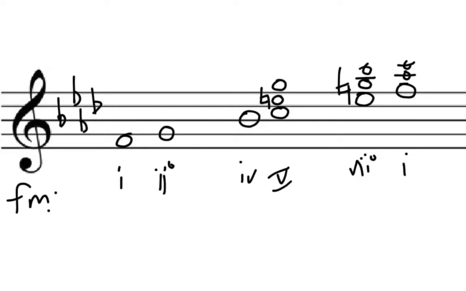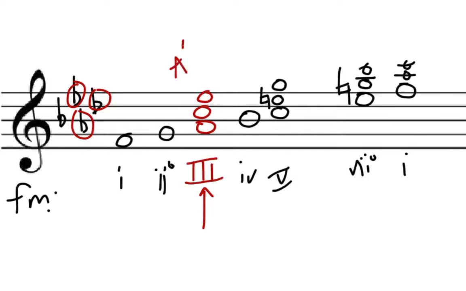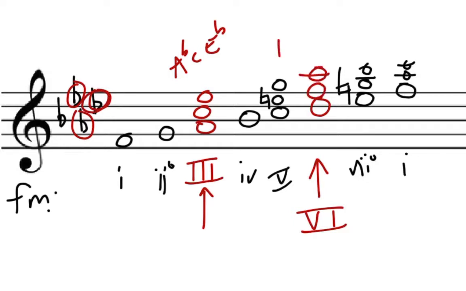So our mediant triad here would be built on A flat, and then C, and then E flat, and that is a major triad. So the A flat, C, E flat, major triad. And then our 6th scale degree here also is major. If we build that on D flat, which is in the key, D flat, F, and then A flat, we have a major triad.